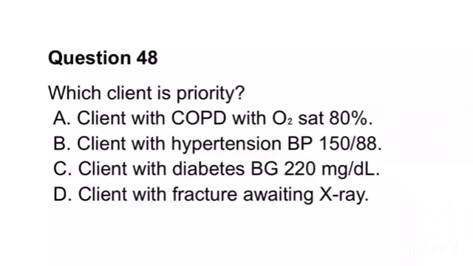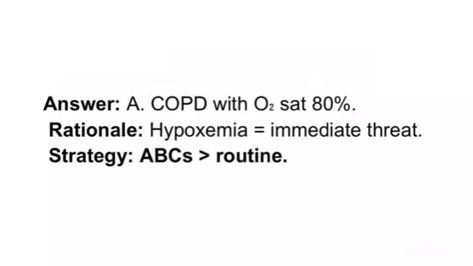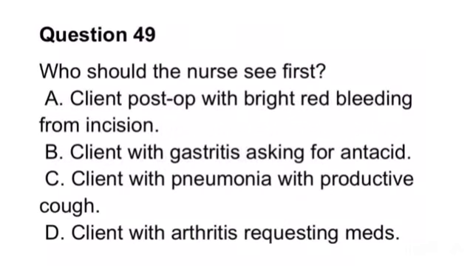Question 48. Which client is priority? A. Client with COPD with O2 sat 80%. B. Client with hypertension, BP 150/88. C. Client with diabetes, BG 220 mg per deciliter. D. Client with fracture awaiting X-ray. Answer: A. COPD with O2 sat 80%. Rationale: hypoxemia equals immediate threat. Strategy: ABCs, routine.